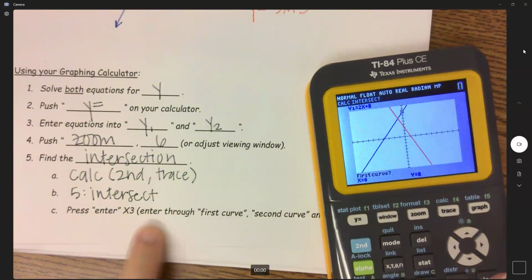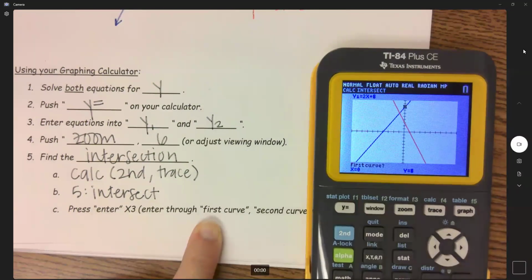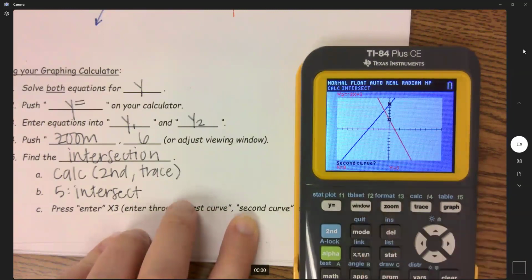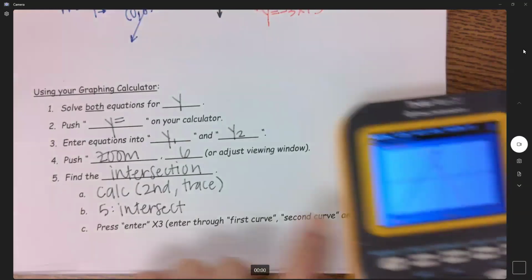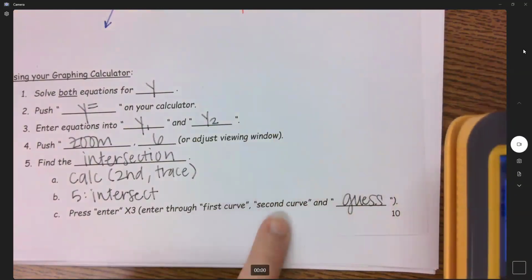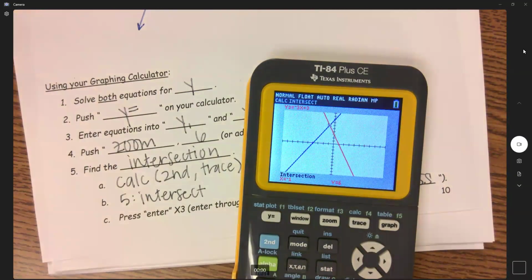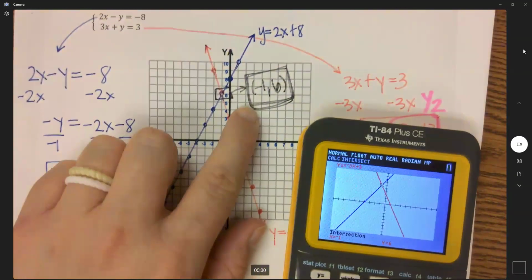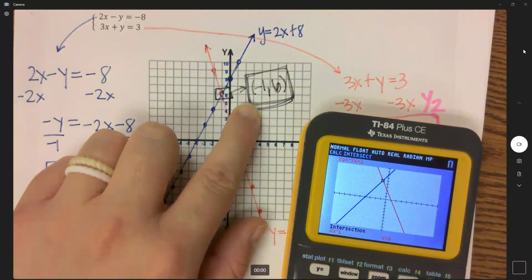We're going to hit it through the first curve, which is right here. Second curve, which it says right here. And guess, which is right here. So you're going to hit enter 3 times through first curve, second curve, and guess. And then what does it tell me? It tells me negative 1, 6, which is exactly what we got right here when we did it by hand.